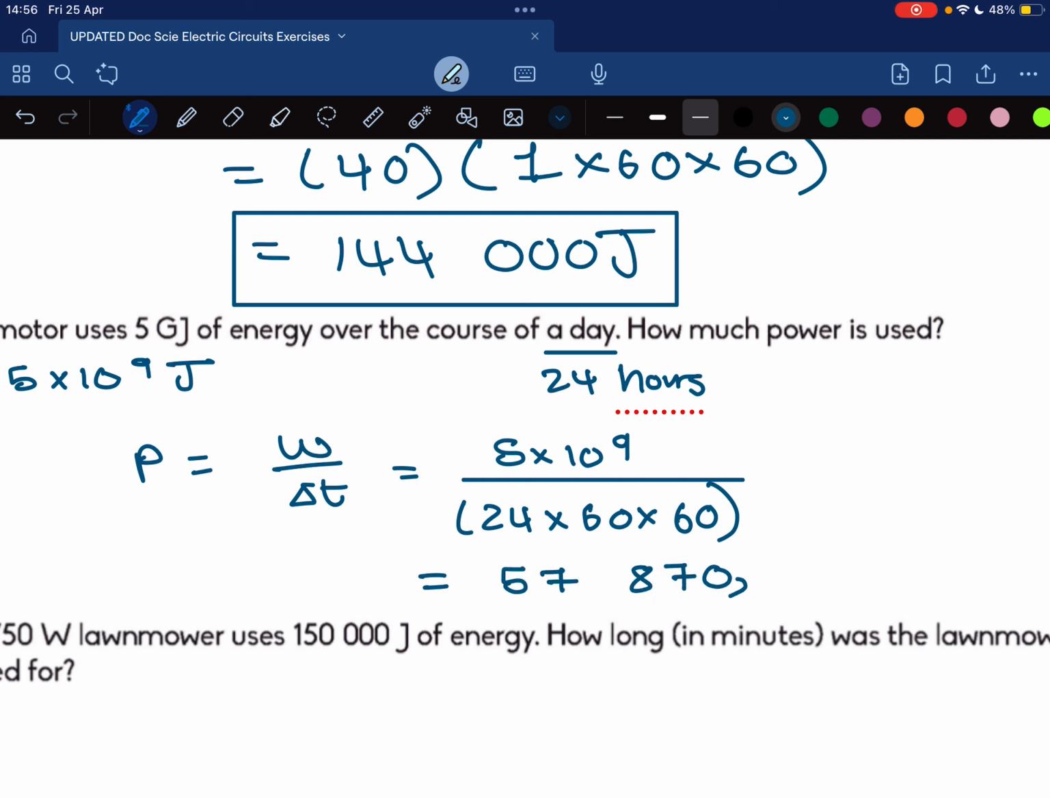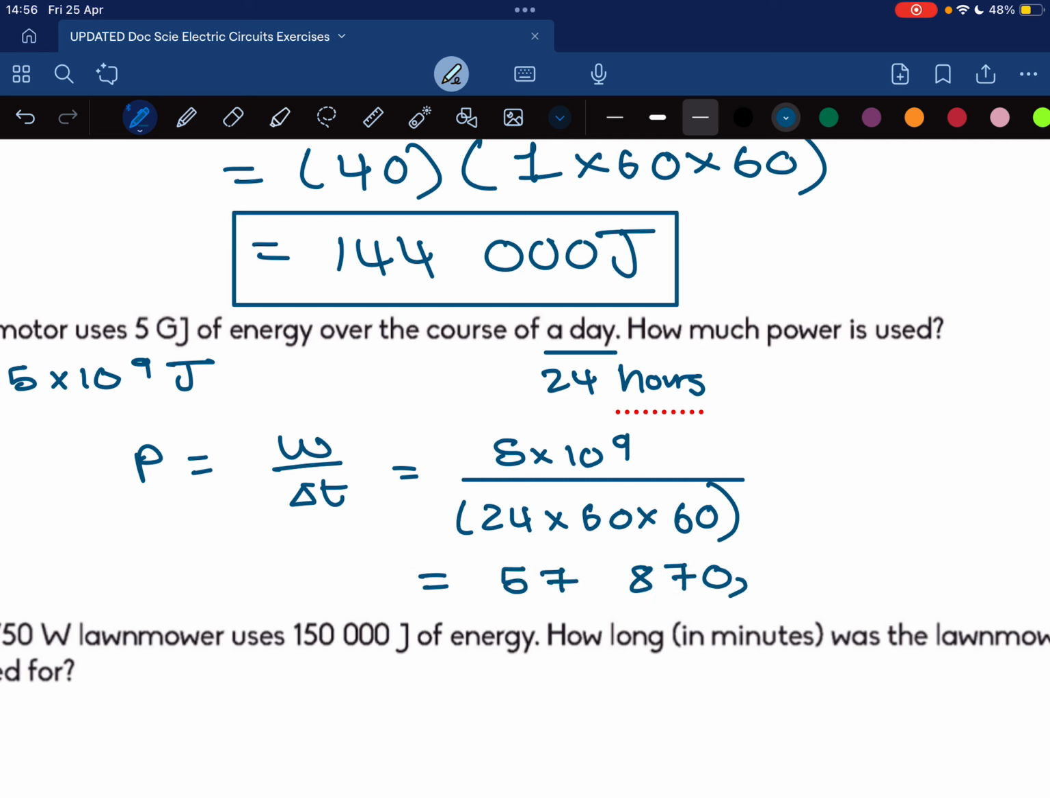Okay, if we look at number 4, it says 750 watts, so that's power, uses 150,000 joules work. How long in minutes was the lawnmower used for? So we're calculating time. So let's see, T is equal to W over P. So it's 150,000 divided by 750, which is equal to 200.